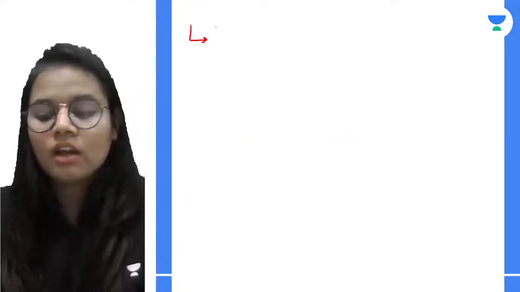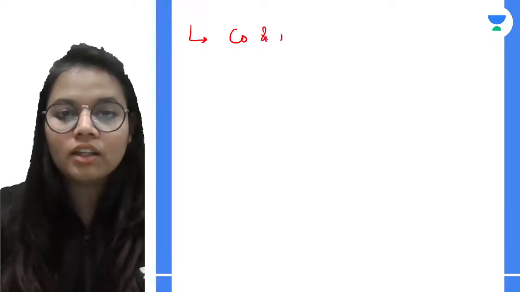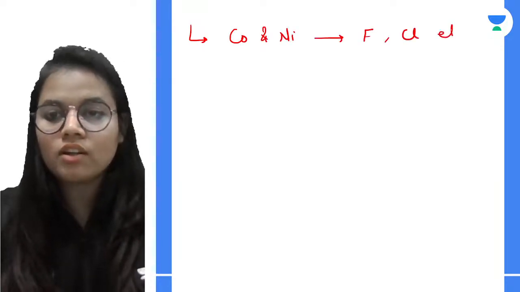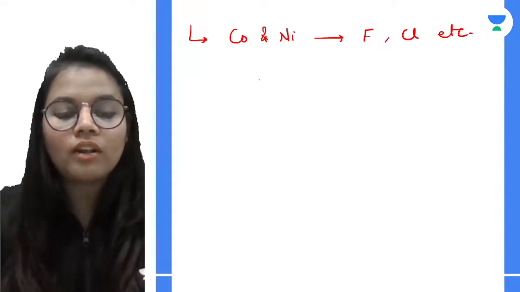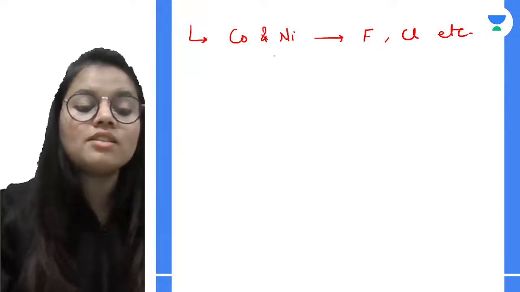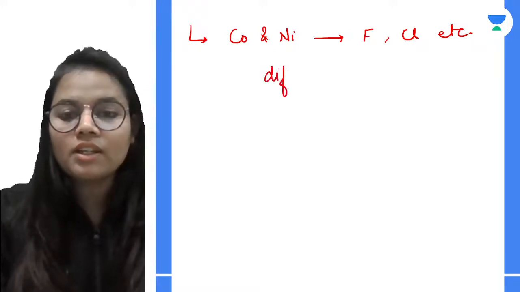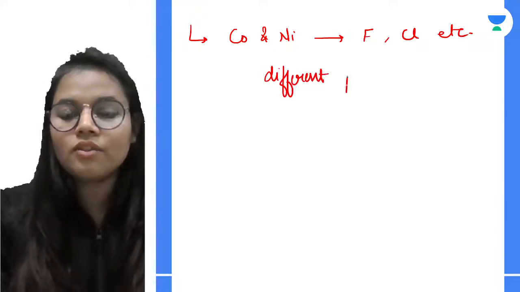Next, cobalt and nickel were placed with fluorine, chlorine, etc., and they do not have any similar properties. If I talk about the properties, they are very different.